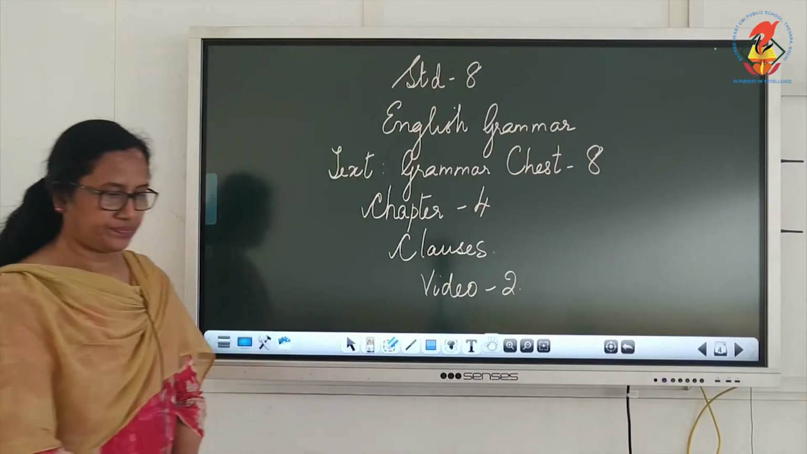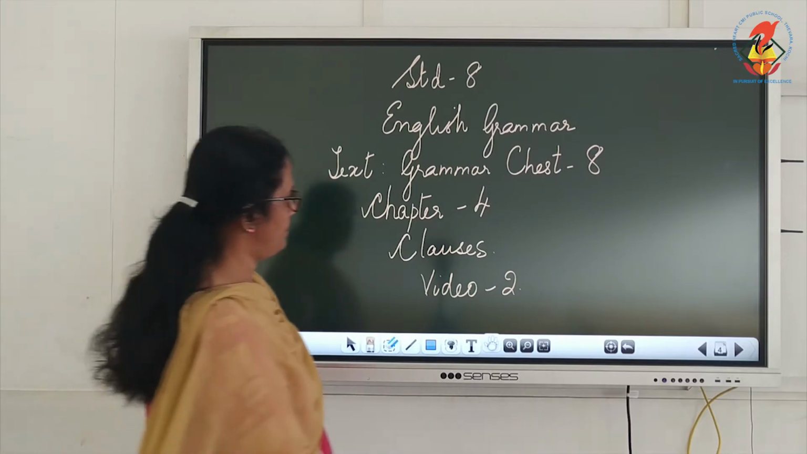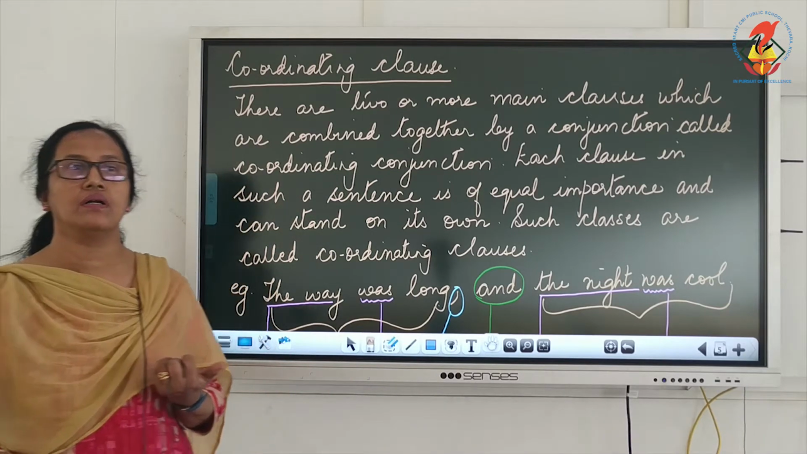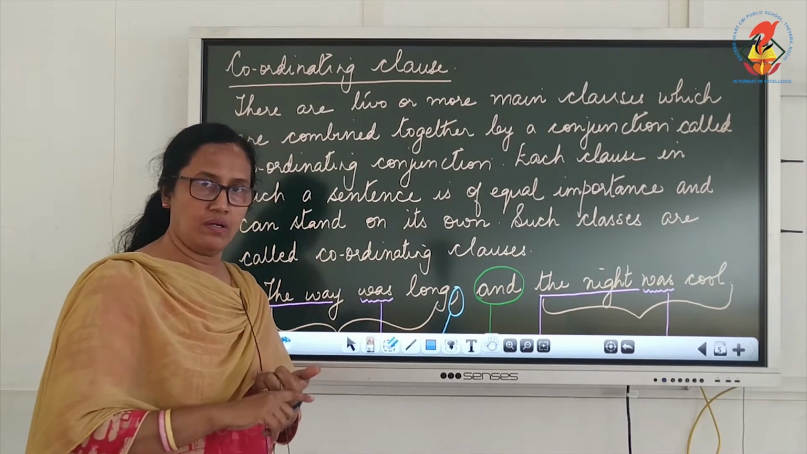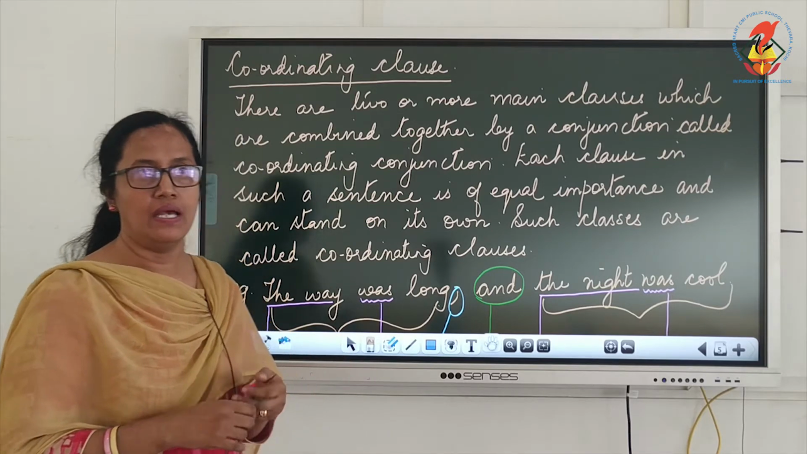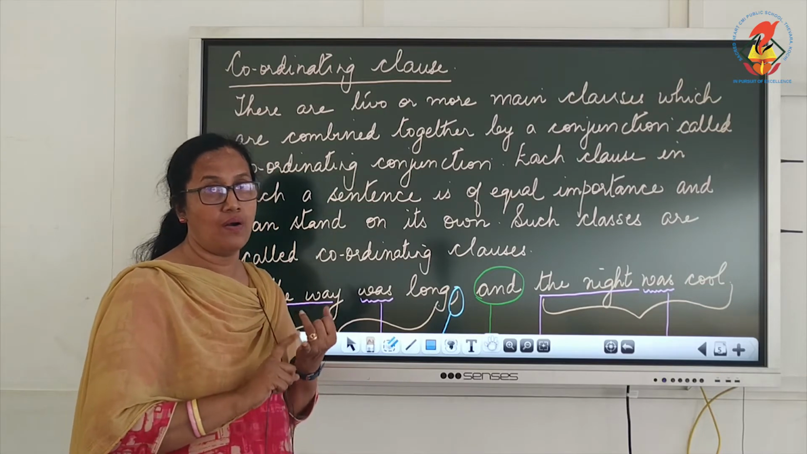Okay, children, moving on to the second video of the topic. Now, in the first video, we have covered principal clause or main clause or independent clause. So, there are three names for that clause. Then the second type of clause is the subordinate clause or dependent clause.